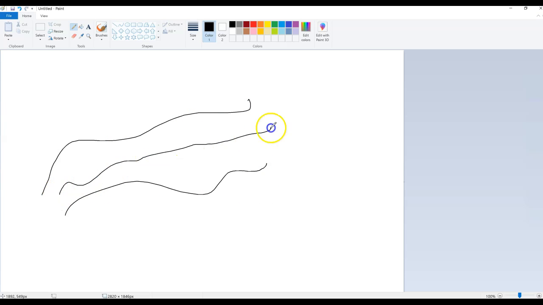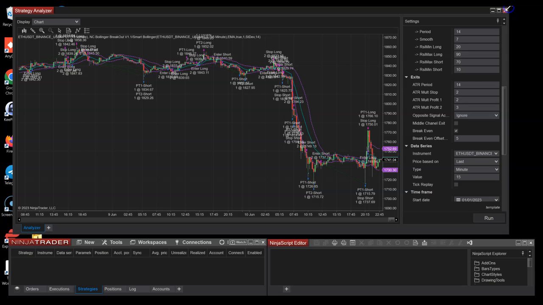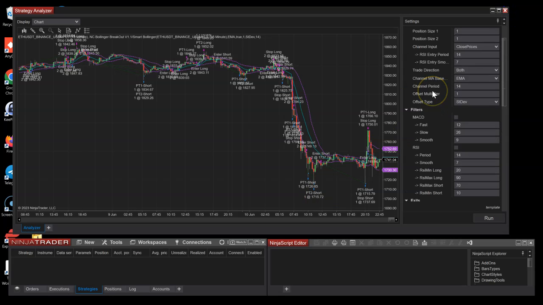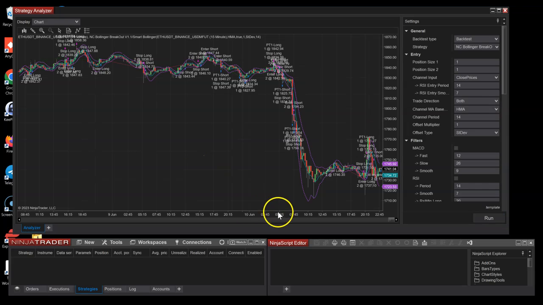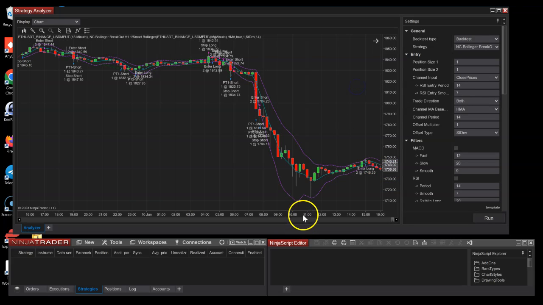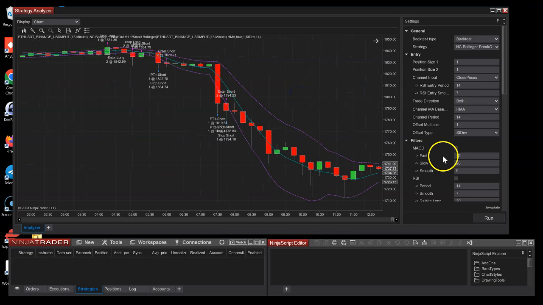Which is formed by offsetting a certain value of the main average line, which can be an EMA, HMA, or whatever. So we're actually able to select this middle line, which is this one. So I'm going to go for HMA, for example, and run strategy.